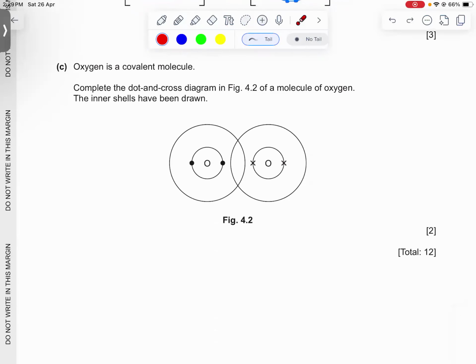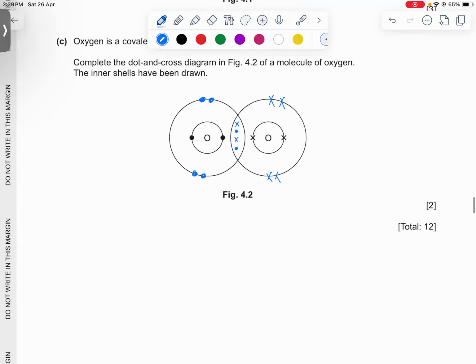Oxygen is a covalent molecule. Complete the dot and cross diagram. This is something that is also mentioned in the notes. This is a double bond, right? Oxygen, the O2, forms a double bond. Because there are six total electrons in its outer shell, so two are shared, four are not. I am doing it wrong because this side is dot one, though we have to do dots. Similarly over here, two are shared, four are not.